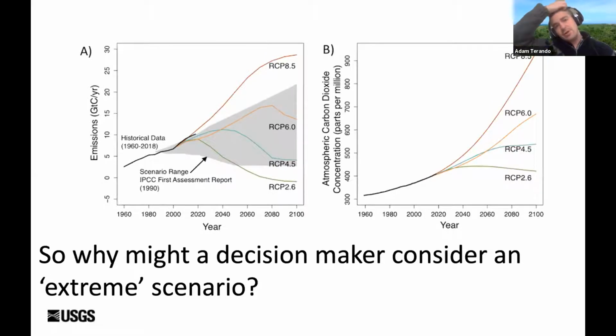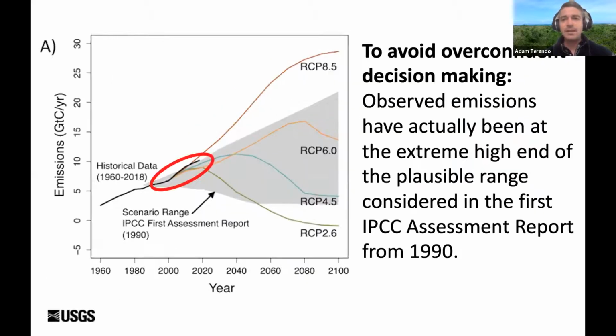Okay, so this brings up another question though: why might a decision maker consider an extreme scenario, either extremely high or extremely low? Let's focus on extremely high. So an RCP 8.5. Well, one reason is to avoid overconfident decision making.